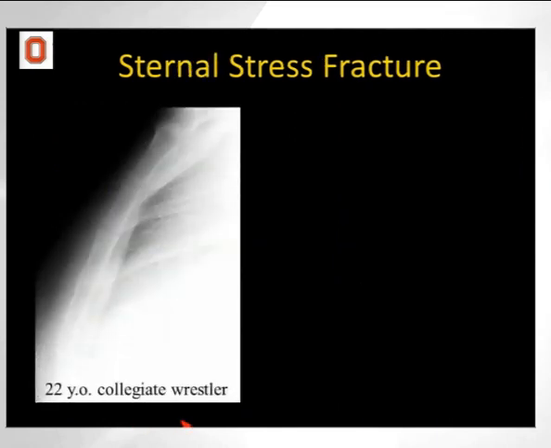So let's take a look at what they look like. Here's one of our collegiate athletes. Right before the Big Ten tournament, he started complaining of anterior chest pain, and that just kept getting worse as he continued to train. We took a sternal series and we saw this linear lucency, and the big question is, is this an open synchondrosis or is this a stress fracture? Sometimes you can't tell. Many times even an open synchondrosis may be symptomatic.